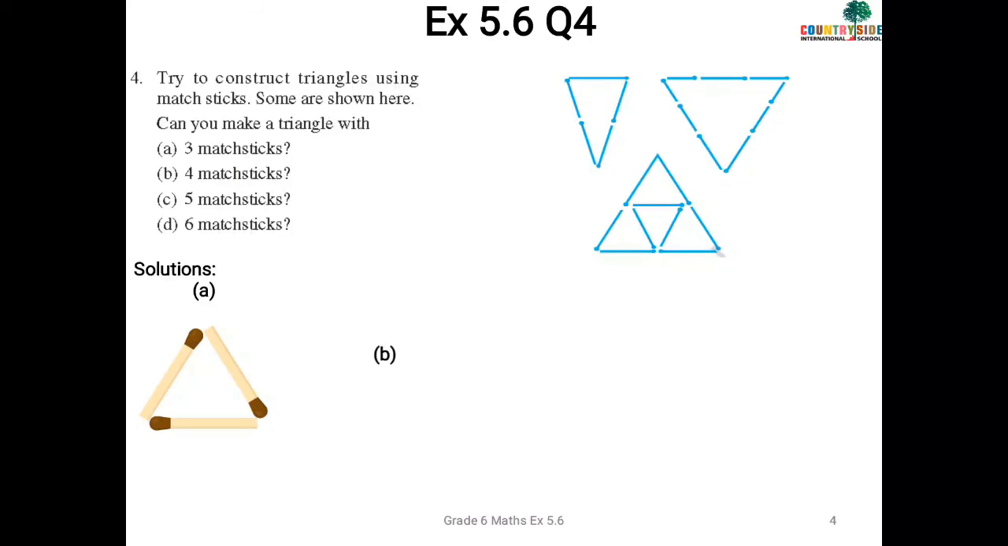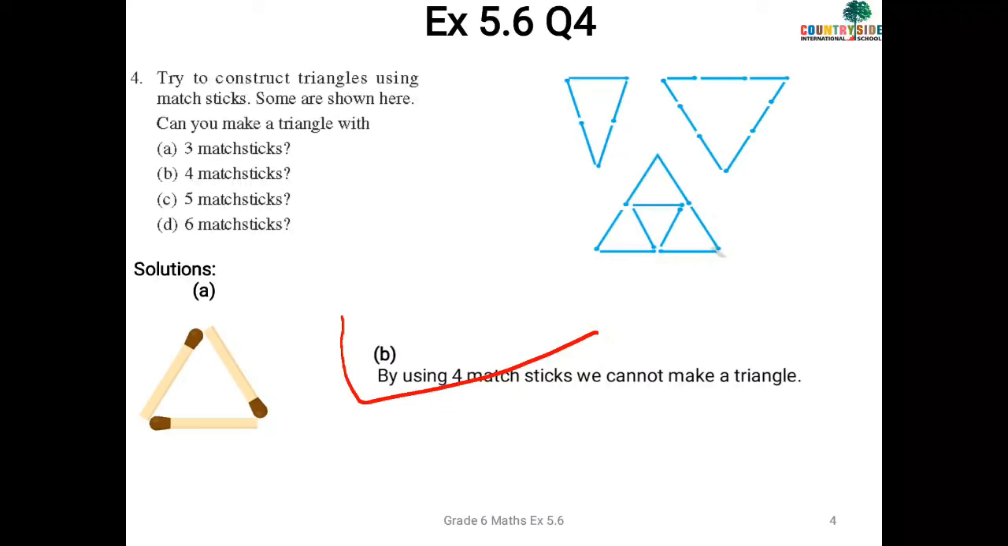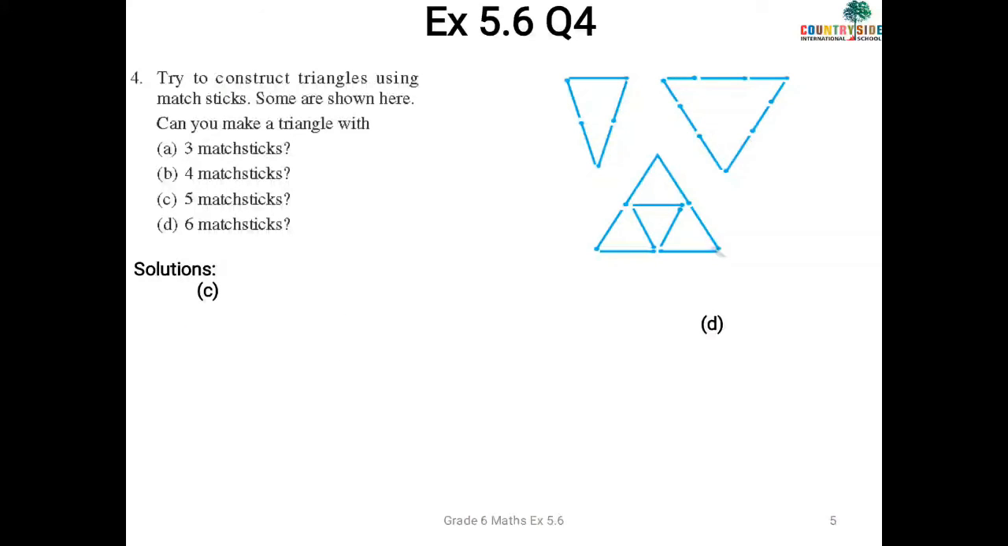Now for part B, is it possible for you to make a triangle with 4 matchsticks? Pause the video, try it by yourself and let me know. You have 30 seconds and your time starts now. Okay, so scholars, are you able to make a triangle with 4 matchsticks? No. So you will write, by using 4 matchsticks you cannot make a triangle. It's not possible.